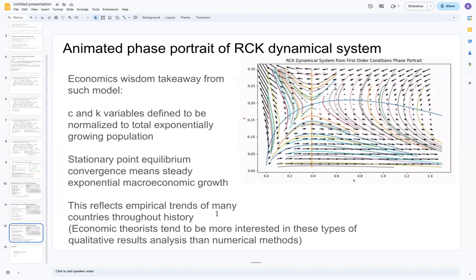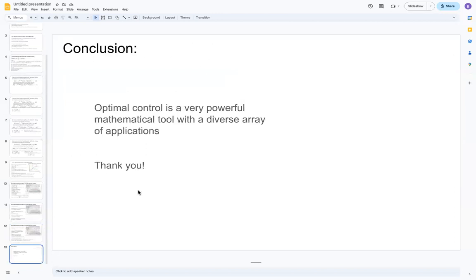Note, economic theorists tend to be more interested in these types of qualitative results analysis than specific numerical computational methods. As such, as a conclusion, this shows optimal control is a very powerful mathematical tool with a diverse array of applications. Thank you very much.